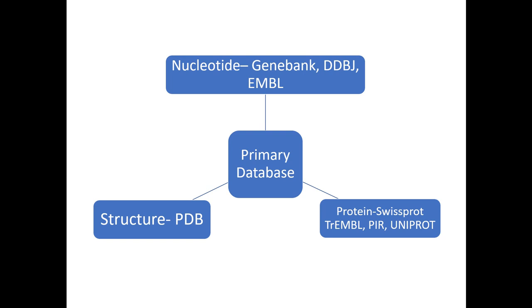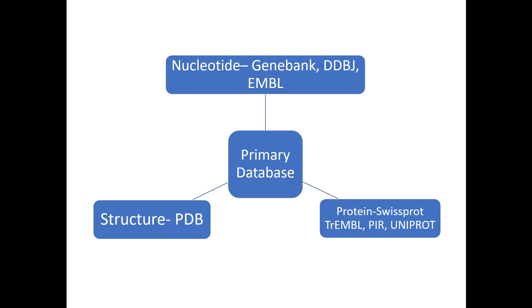So the primary nucleotide sequence database examples are GenBank, DDBJ, that is DNA Data Bank of Japan, and EMBL, that is European Molecular Biology Laboratory. Then in case of protein sequences, there are databases like SwissProt, TrEMBL, PIR, that is Protein Information Resource, and UniProt. All these databases are protein sequence databases where protein sequences are stored. And there is only one protein structure database present. Its name is PDB, that is Protein Data Bank. It is also a primary database which contains 3D structures of the protein. Okay.